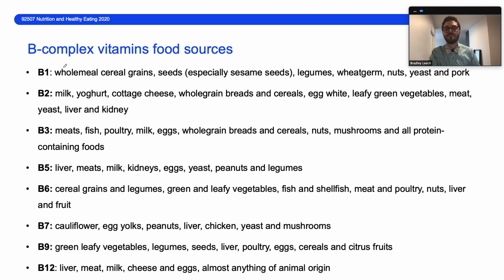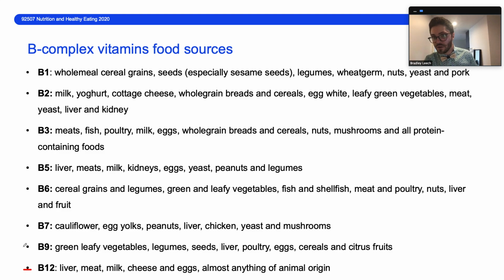Okay, let's look at some of the food sources where B vitamins can be found. Now, there are a lot here. Have a little look over them. I'll point out some of the major ones to take into account and to consider. Let's look at B12 here. As we mentioned earlier, it's only found in animal-based products. So this is your liver, your meat, your milk, your cheese, your eggs. So animal-derived products is where B12 is found.